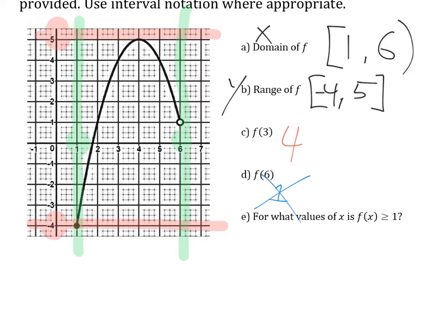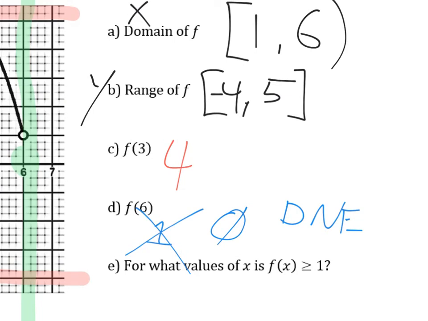However, you'll notice this is not filled in. That means our function is undefined. So you could write a null set symbol. You could say does not exist. Our function is undefined at an x value of 6. Let's see if I can actually fit the word undefined in here, if I can write with that penmanship. Oh, look at that. Not my best work, but whatever.